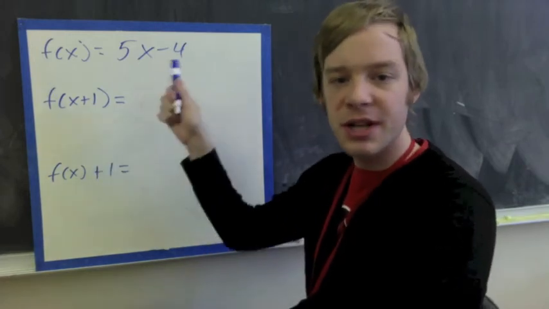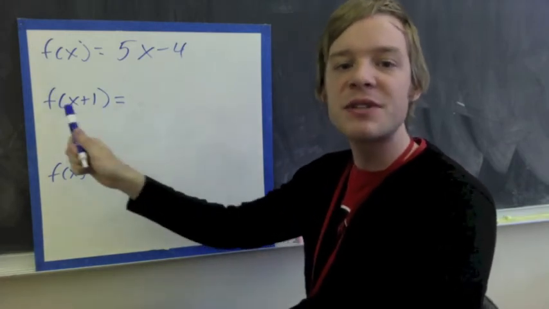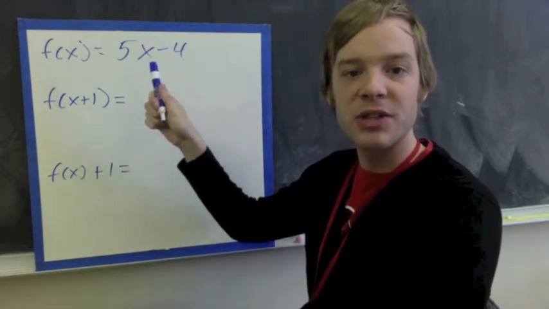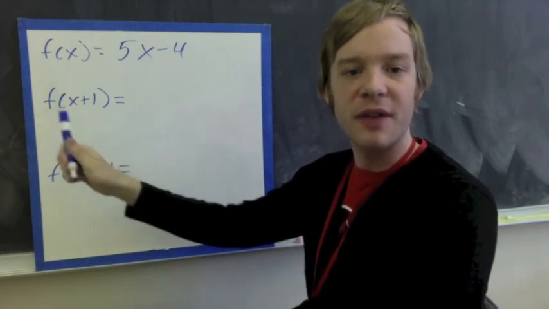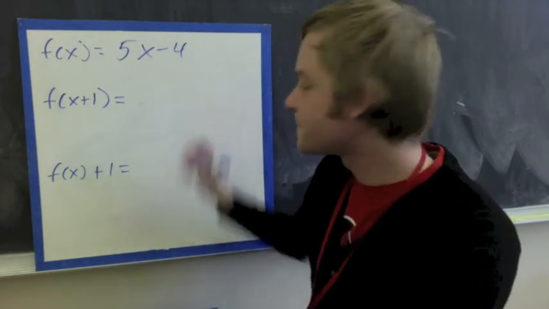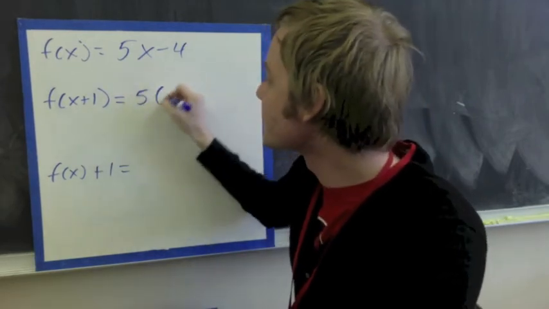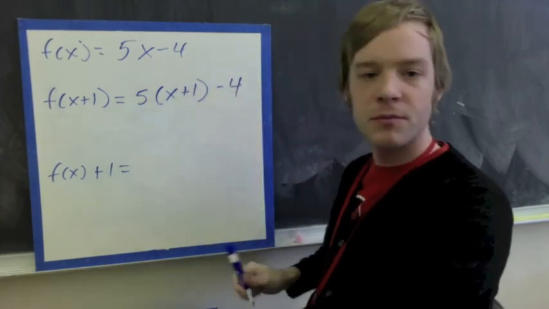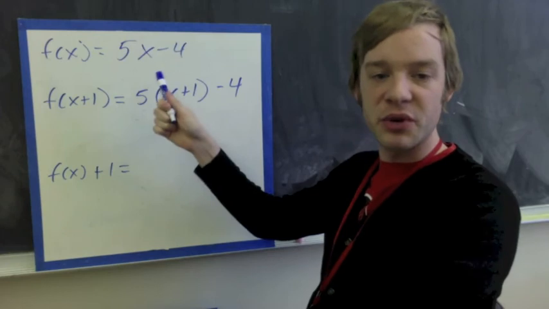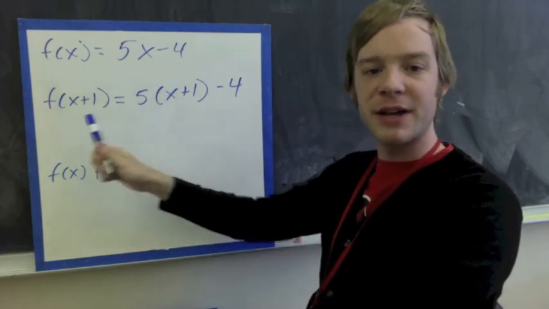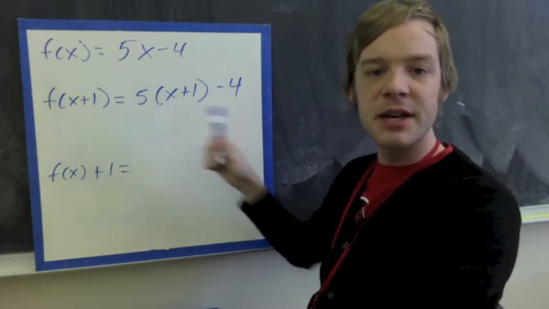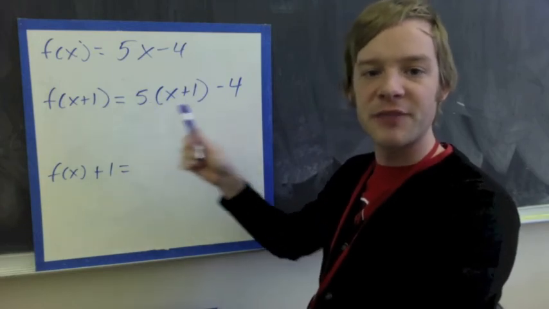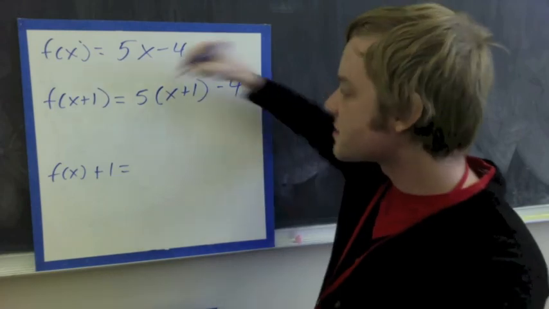So just like before, we're going to take whatever is inside the parentheses here and plug it in for x. So we're actually replacing this x with x plus 1 inside parentheses. So we just took out the x that we originally had there, and we put x plus 1 that we had in the parentheses in its place. So now we need to use our distributive property and multiply the 5 times both things inside the parentheses.